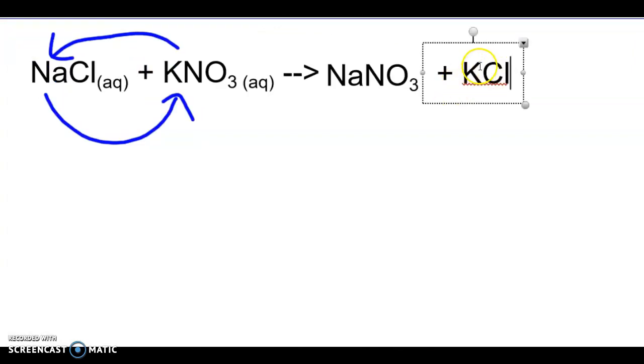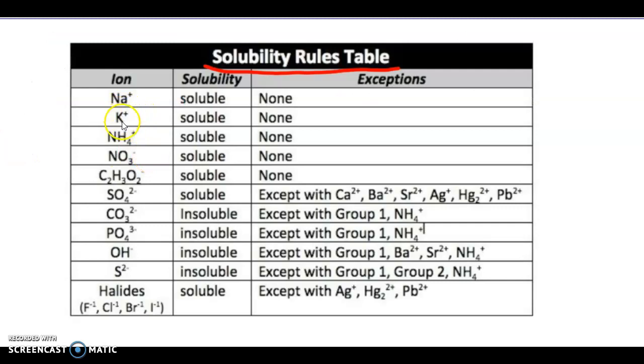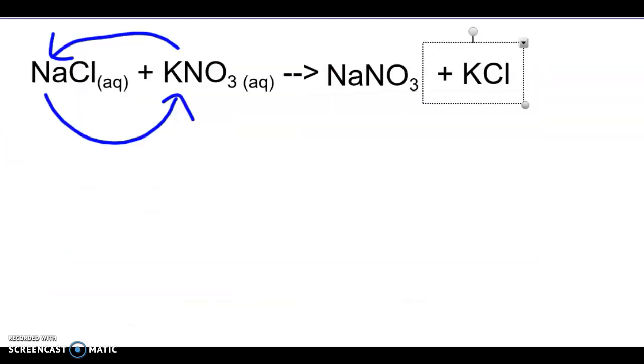So again, potassium and chlorine are both 1 charges. You can just get that by looking over here. Potassium is a +1, chlorine is a -1. So these would be our 2 products. And now for the last step, we just have to figure out, is one of these going to be solid? And if so, then we know the reaction is happening.